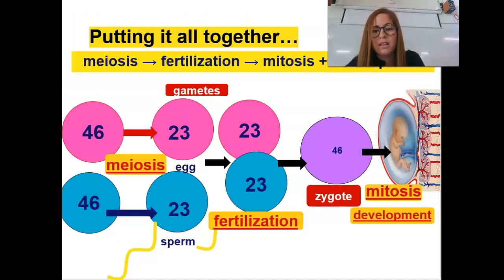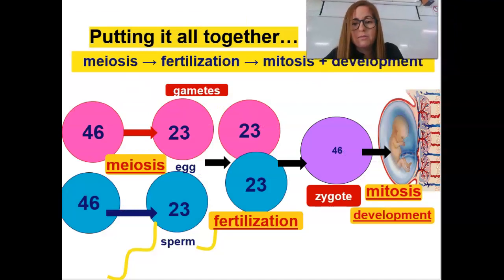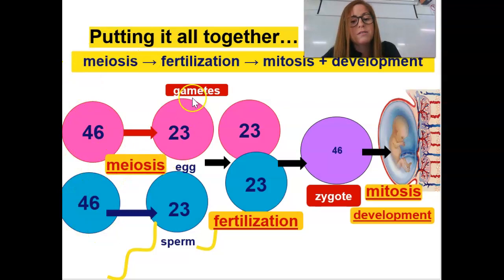And so what does this look like? Well, if we're putting it together here, we would say that we start with these cells, they undergo meiosis, we end up with half the number of chromosomes in sperm and egg. Sperm and egg then unite through fertilization to form a zygote. That zygote then goes through mitosis, through development to form a fetus, which will then implant into the uterus.